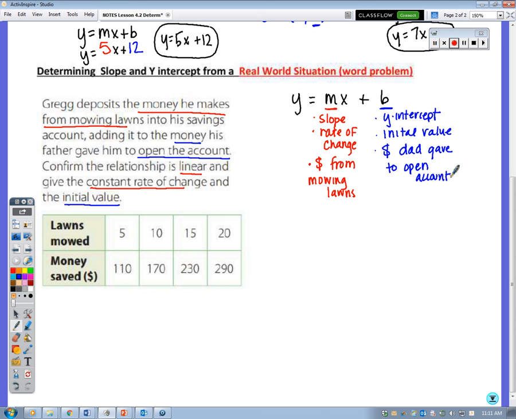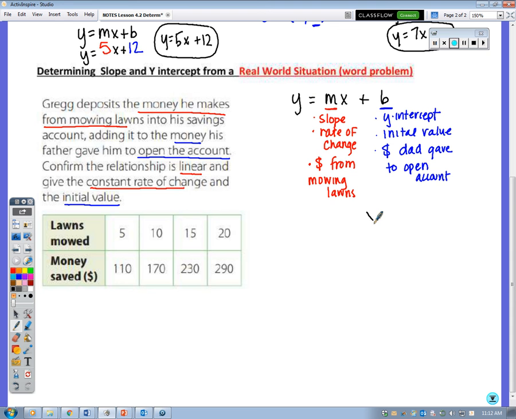So that's a value that's already in the account when he starts adding money to the account from mowing lawns. So he starts with this money. He adds X amount of money per lawn, and he ends up with his total amount.